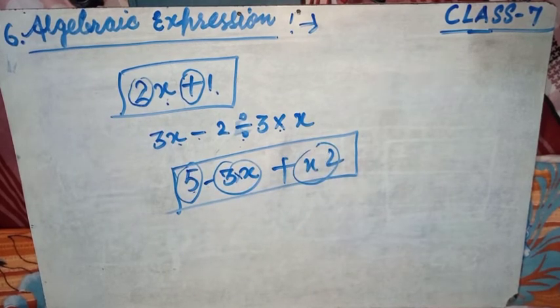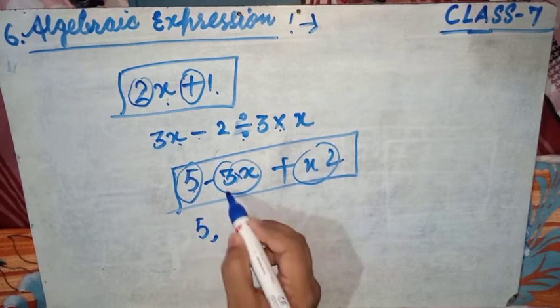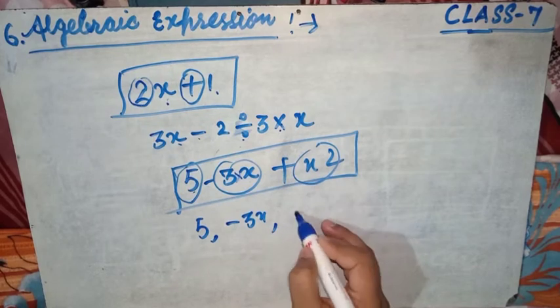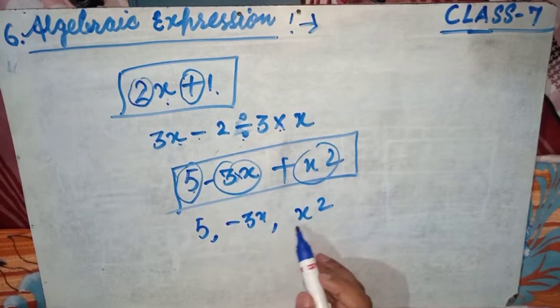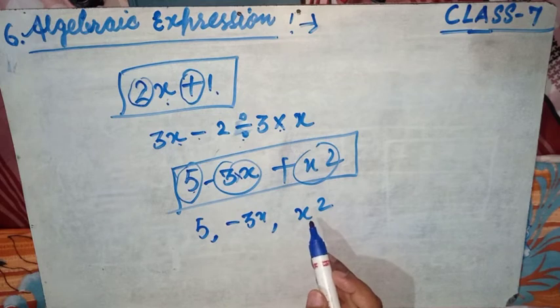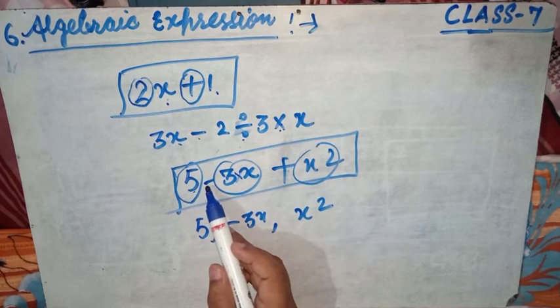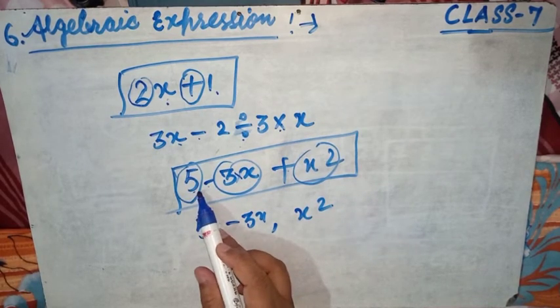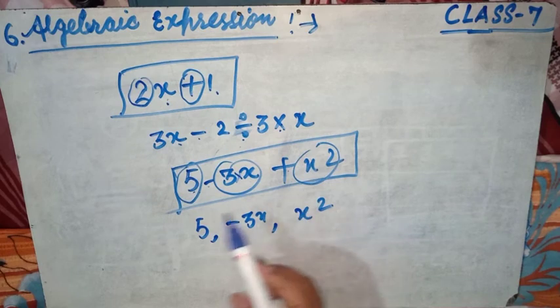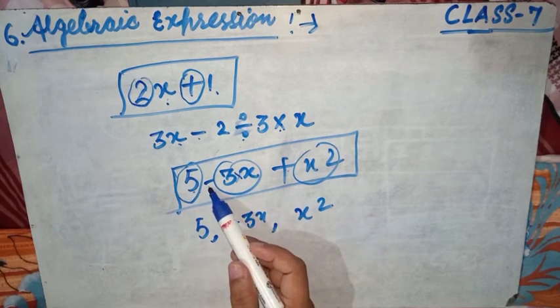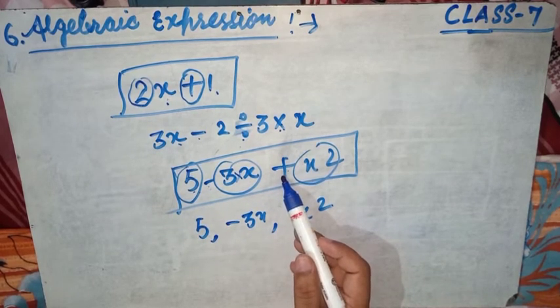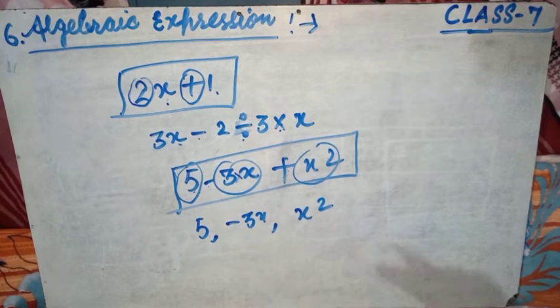Now how can we define the term of an algebraic expression? The different parts of the algebraic expression are separated by operations. Here this is a part, here minus 3x, here is the x square. The different parts are separated by the operations like the plus or minus sign. So these are called the terms.